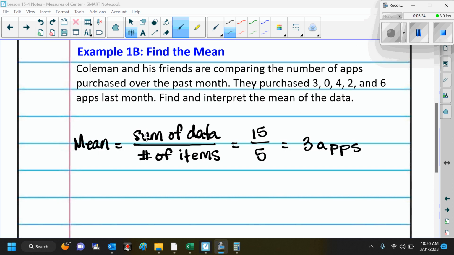So again, the mean is the sum of the data divided by the number of items. Here, when we add 3 plus 0 plus 4 plus 2 plus 6, we get 15. And we are dividing by 1, 2, 3, 4, 5 numbers. Remember, when you have a 0 in there, that still counts as a data item. So we're going to divide by 5, and we end up with 3 apps. So Coleman and his friends, on average, purchased 3 apps last month.